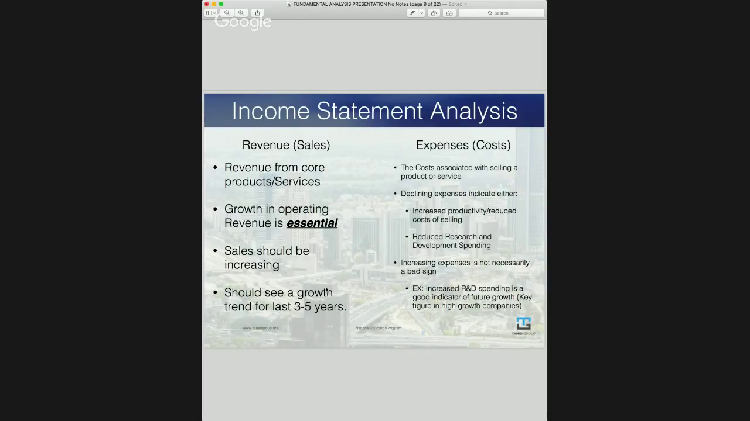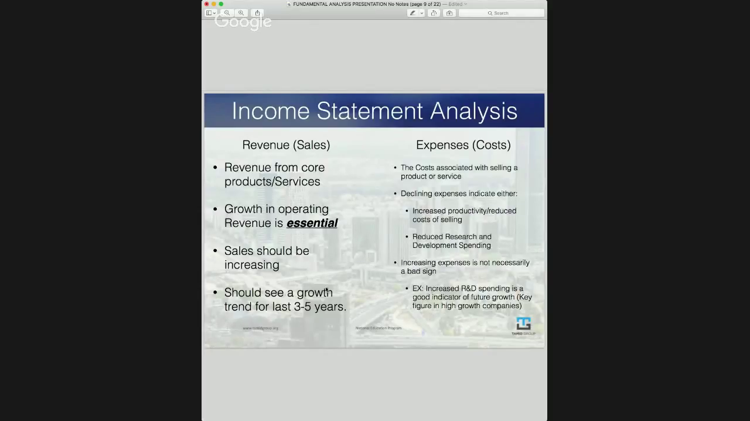The income statement, our next method of analysis, is going to consist of 2 things, revenues and cost. Revenues are going to equal sales, or money I get from the sale of goods or sales of services. With revenue, we're going to want to focus on revenues from core products and services. This is called operating revenues, and growth in operating revenue is essential to a healthy business.